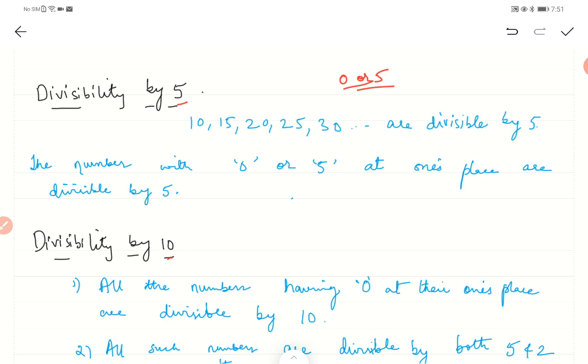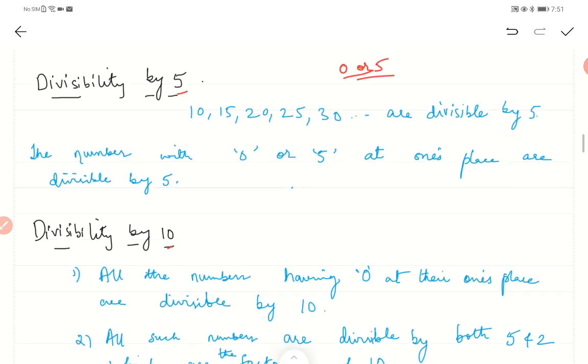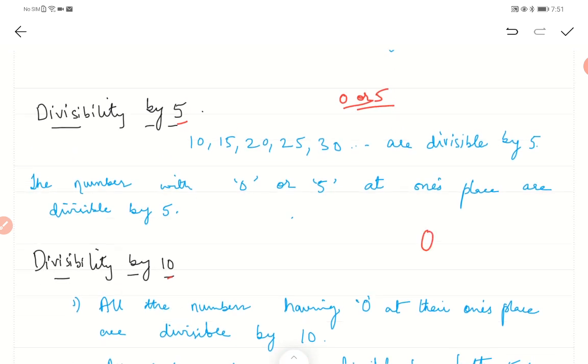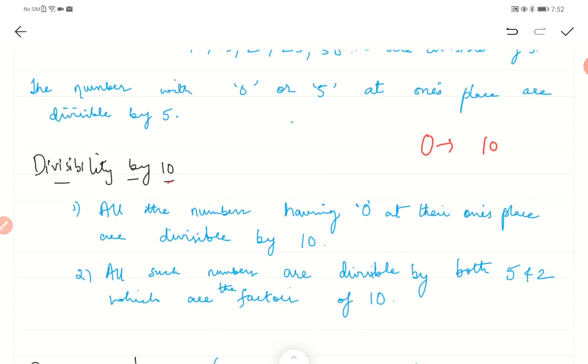Now let's see 10 also. So 10 is again easy. You are going to check the ones place, or if you have 0 at ones place, then you can say that the total number is divisible by 10. This point is also important: the number ending with 0 or 5 at units place is divisible by 5, and the number ending with only 0 at units place is divisible by 10.